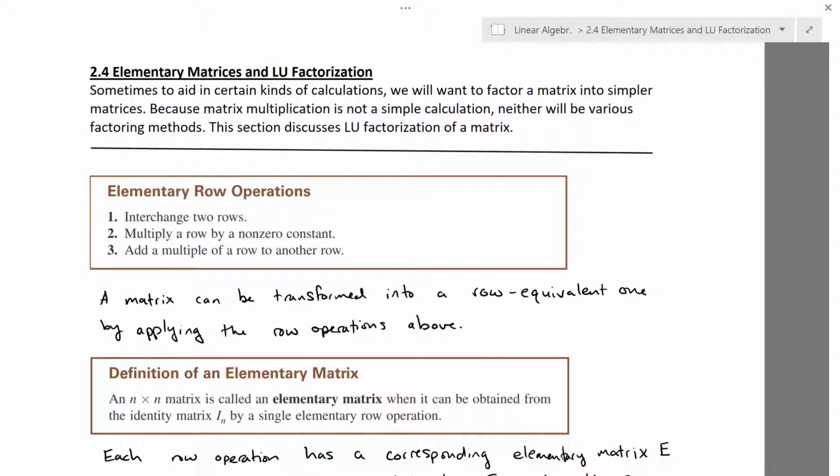So one of the ideas behind factoring matrices into simpler matrices is to try to reduce the amount of multiplications you need to do because you get the matrix into a simpler form. However, we'll see factoring matrices is a little bit more complicated than factoring numbers because matrix multiplication is a more complicated operation. Before we get to LU factorization, we're going to first look at elementary matrices.